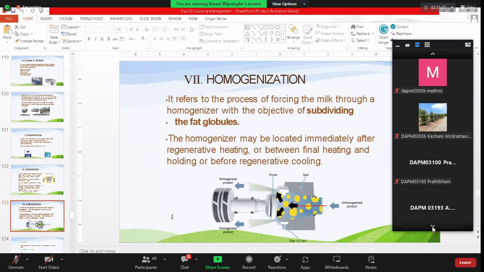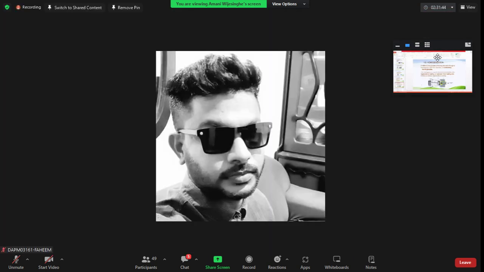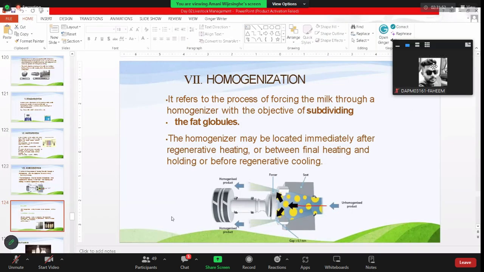Then homogenization means applying force on the milk to subdivide the fat globules. Then the big fat globules are evenly distributed throughout the milk.